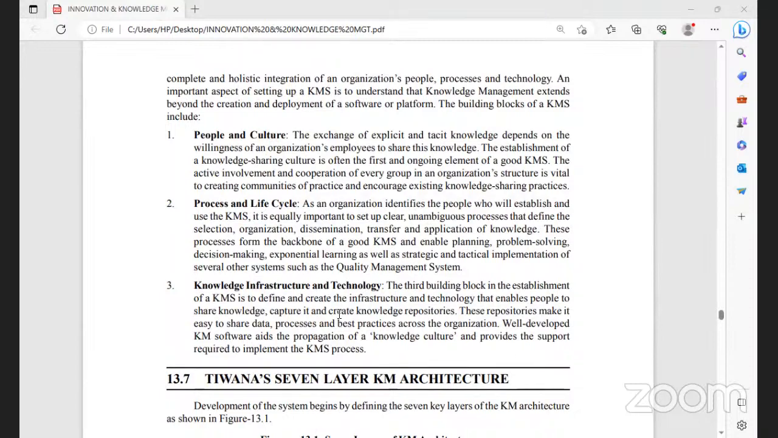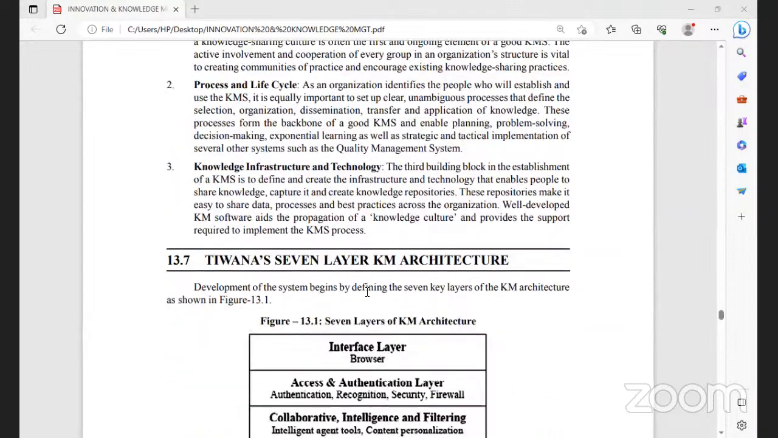Knowledge, infrastructure, and technology. The third building block in the establishment of knowledge management is to define and create the infrastructure and technology that enables people to share knowledge, capture and create knowledge repositories. These repositories make it easy to share data, processes, and best practices across the organization. Well-developed knowledge management software aids the propagation of a knowledge culture and provides the support required to implement a knowledge management process.